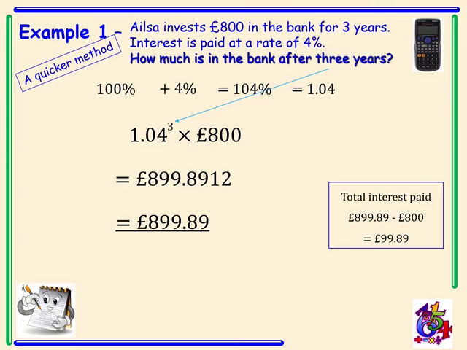Again, we can also look at, if you were asked about the interest, what interest did Ailsa receive? She received £99.89 interest on her £800 investment to the bank. So this method is a little bit quicker and a little bit neater to do as well.